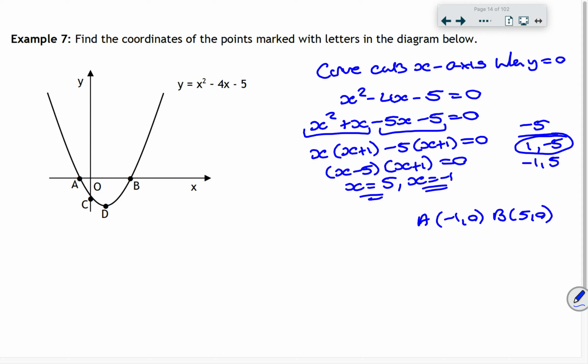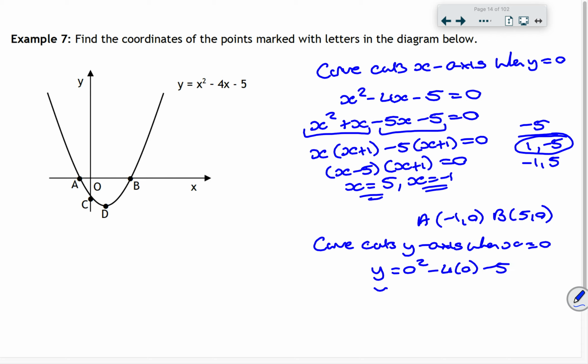The point C is where it cuts the y-axis. So I can say curve cuts the y-axis when x is equal to 0. So we get y is equal to 0 squared minus 4 times 0 minus 5. So y has to be minus 5. So C is going to be the point 0 minus 5.